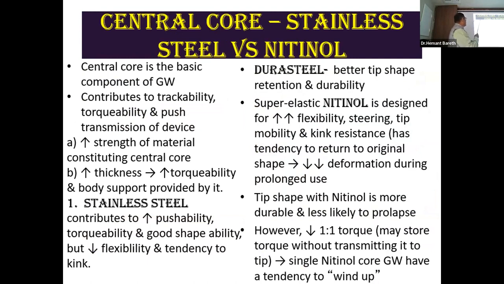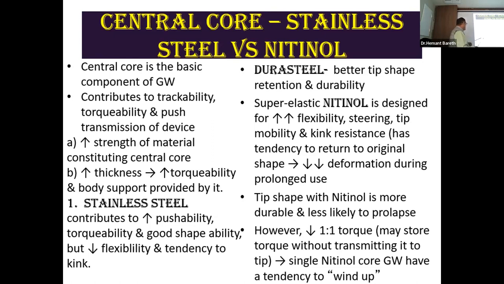The central core is the basic component of a guide wire because it contributes to trackability, which means how the wire tracks along the vessel; torqueability, which means how it rotates; and pushability, of not only the wire but also the device. Therefore, if the strength of the material is more and the thickness is more, there is more torqueability and more support, but less flexibility.